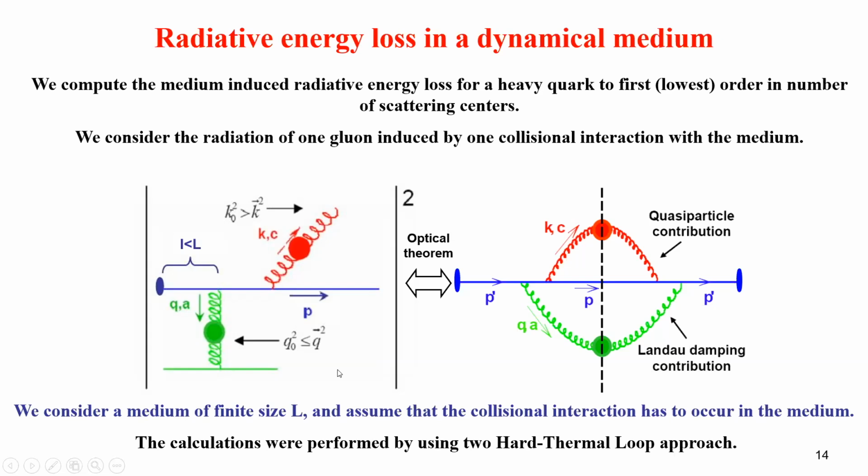To calculate the square of this diagram, we can use the optical theorem, which reduces to calculating two imaginary parts of this diagram. This dashed line shows which propagators have to be cut. When we cut these propagators, for the radiated gluon we take the quasi-particle contribution, that is from the cut hard thermal loop propagator, that is the contribution in which energy is larger than its momentum.